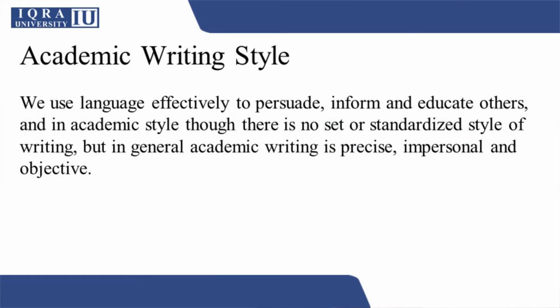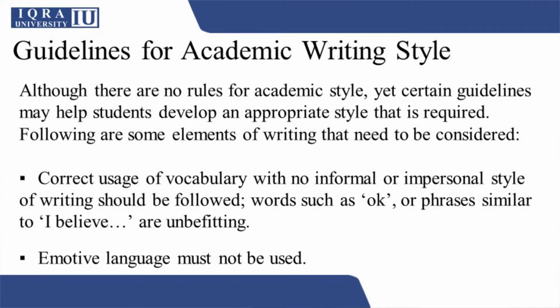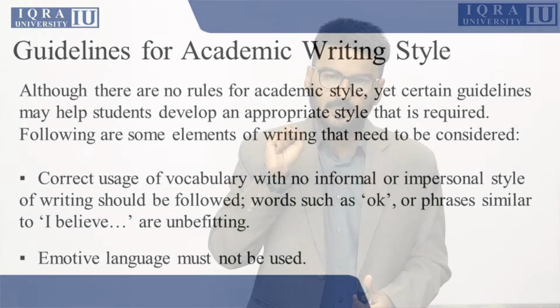Remember when I was discussing being biased and unbiased in your writing style? And objective, impersonal and objective. So you need to be precise in your writing. You need to be impersonal and objective. Now, guidelines for academic writing style. These guidelines will help you write academically.